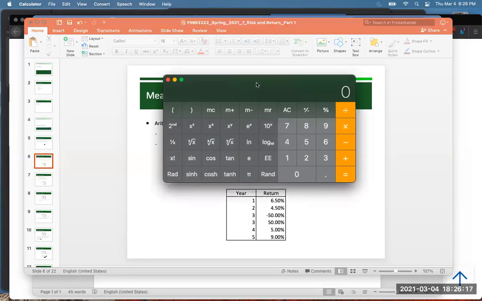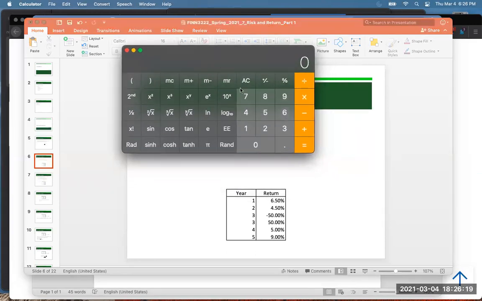What's the arithmetic average? It's a simple average. 6.5 plus 4.5 minus 50 plus 50 plus 5 plus 9, divided by 6. Fantastic.